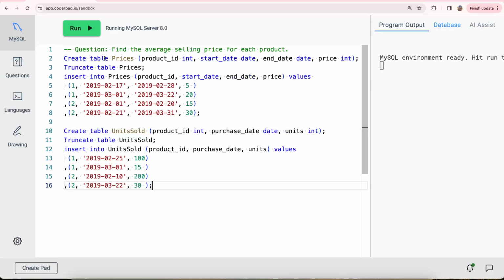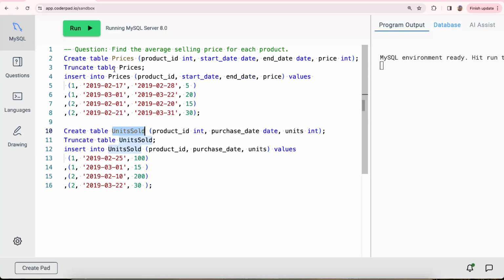So we are given two tables, prices and units sold. In the prices table, each row indicates the price of a product ID in a particular period from start date to end date. For each product ID, there will be no two overlapping periods.